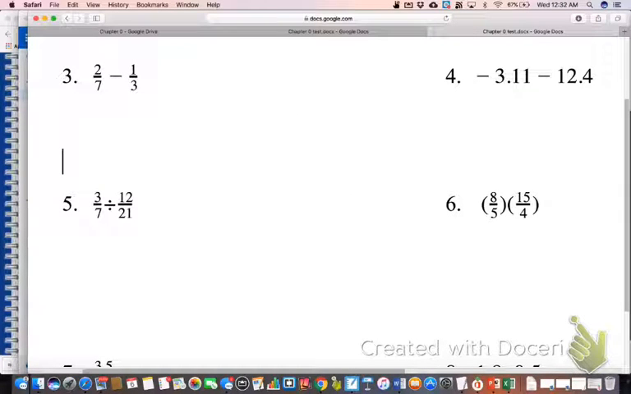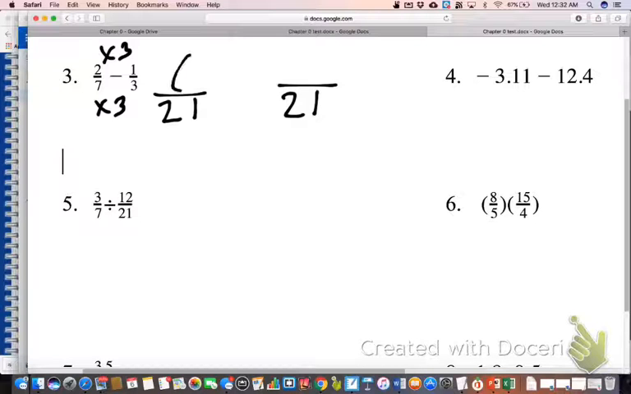In number 3, in order to be able to subtract these fractions, they need to have a common denominator. The least common denominator for 7 and 3 is going to be 21. So 7 times 3 is 21, so that means I need to do 2 times 3, which gives me 6 over 21. Then I need to convert that 1 over 3, and in order to do that, let me actually scoot this over here a little bit.